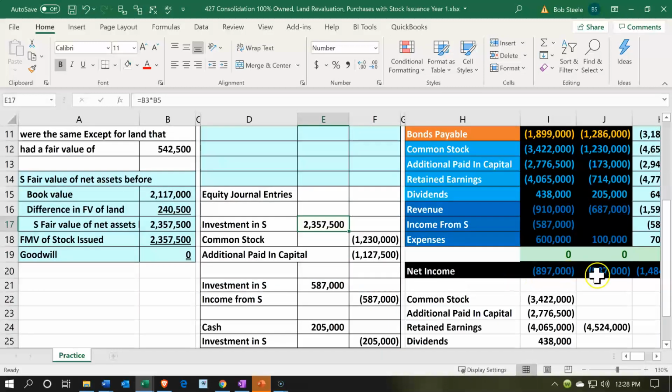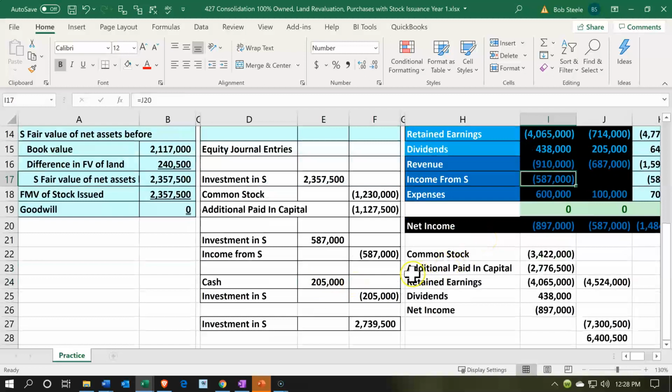Then we saw that S earned income of the 587. P owns all of S during that whole year. Therefore, P recognized the investment going up by that amount, and income here of that amount. There's the income there. So just as we've seen in prior presentations, equity method.